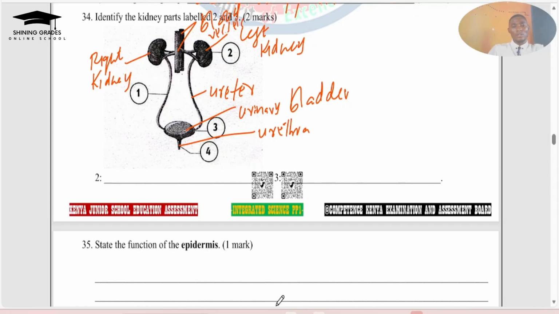So the question says we label 2 and 3. So we have 2. 2 is the left kidney. 3 is the urinary bladder.